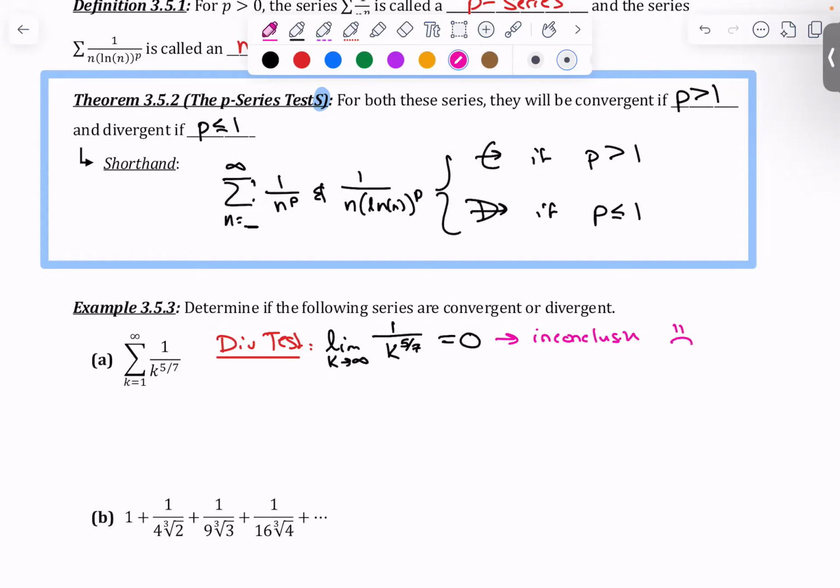And if it does equal 0 in your head, don't even bother writing it down. Additionally, as soon as I saw 1 over a variable raised to a number, I thought the p-test. That is definitely the correct choice. Now, p is equal to 5/7, and that is less than or equal to 1. So it is divergent by p-test.